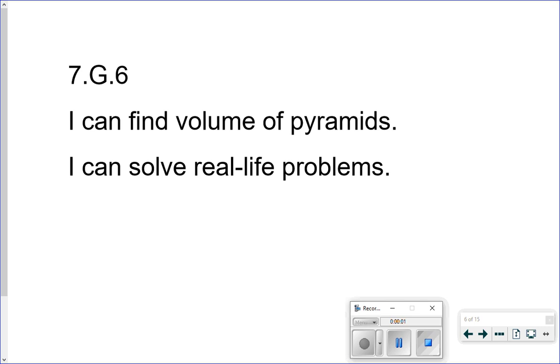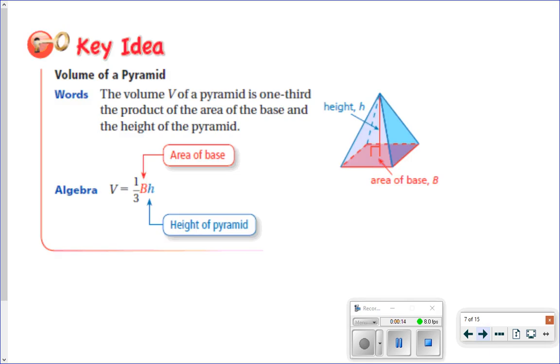The last lesson in chapter 9, which is volume of pyramids. So our I can statement today is I can find the volume of pyramids and I can solve real life problems. So our key idea, volume of a pyramid.